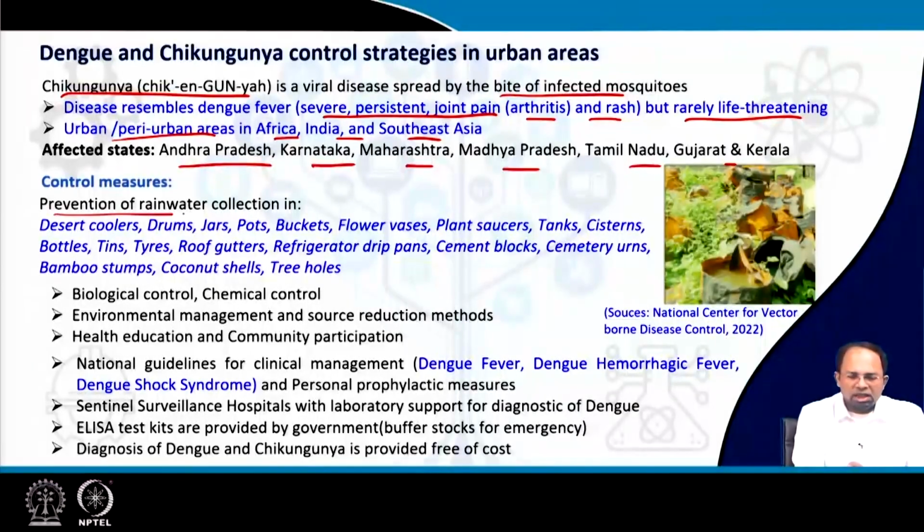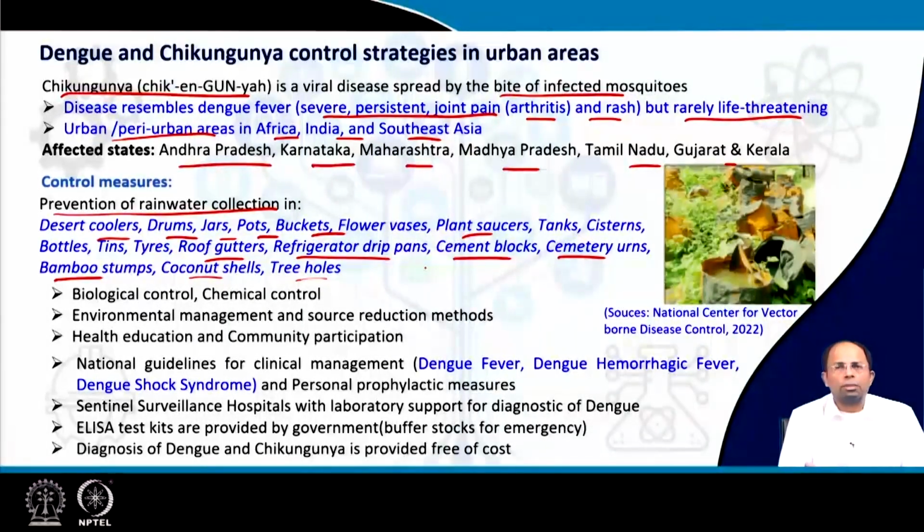The prevention is to prevent storage of rainwater in different parts of your building and the surrounding areas: in tree holes, coconut shells in the streets, bamboo stumps, cemetery urns, cement blocks, refrigerator drip pans, roof gutters, desert coolers, drums, jars, pots, buckets. Wherever there is any kind of container where water can get stored, you check it and throw that water away so that the dengue mosquito cannot breed there.